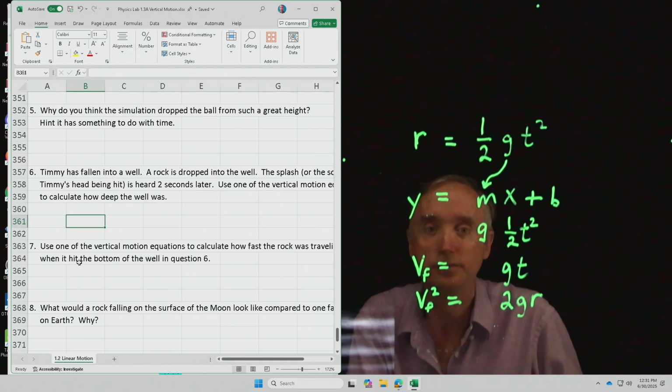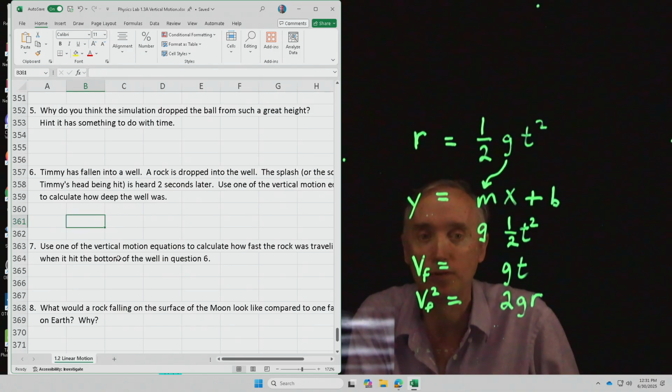Number 7 then says use one of the vertical motion equations to calculate how fast the rock was traveling when it hit the bottom of the well. So you're going to use a different equation to do question 7.